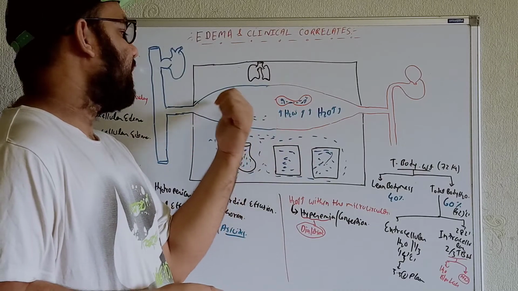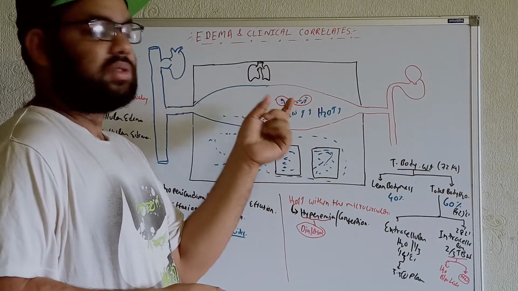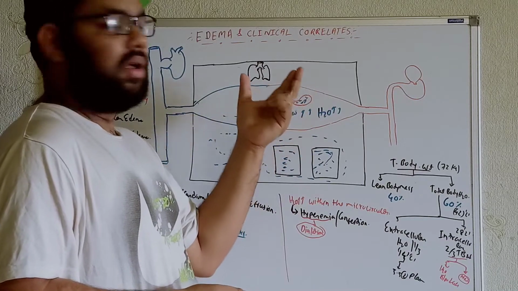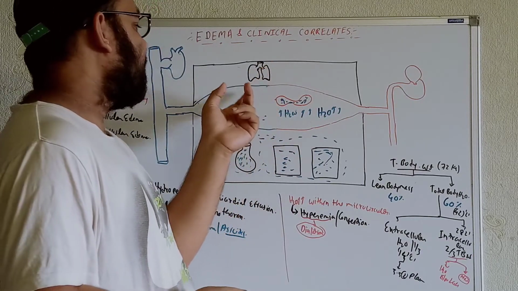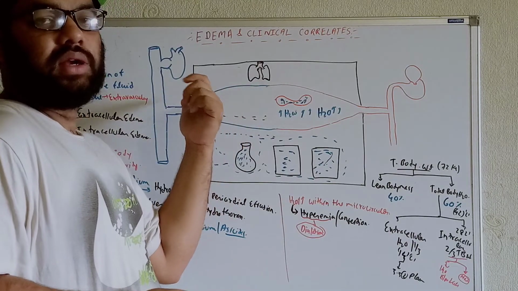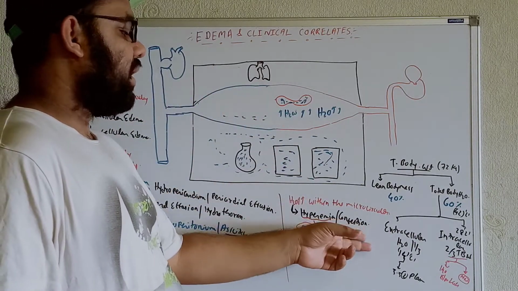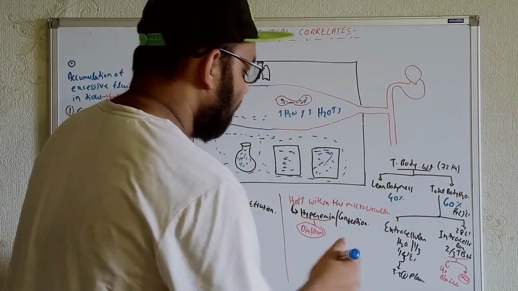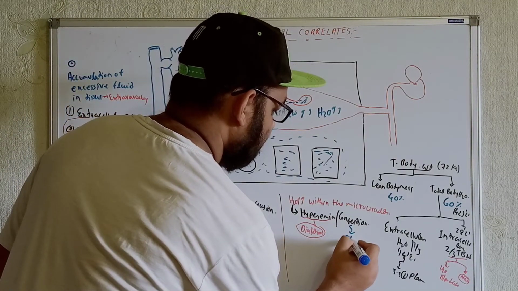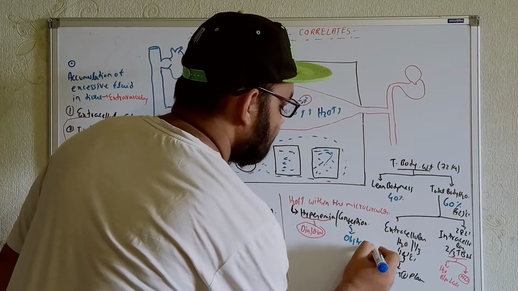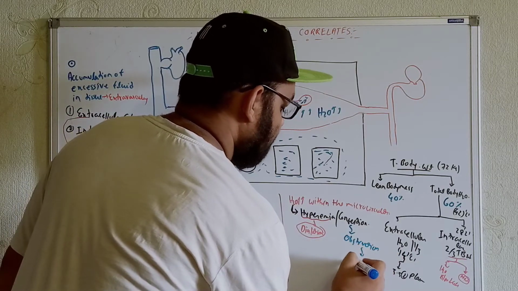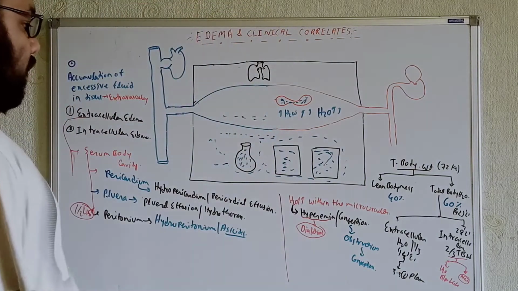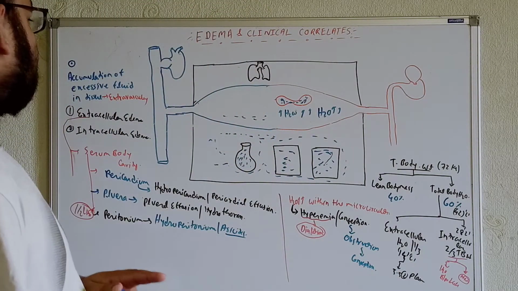And for congestion, for any region where we get congestion within the microcirculation, the fluid that accumulates will not be able to go outside of the microcirculation because of obstruction. So if we get any kind of obstruction over here, that can lead to congestion within the microcirculation. Okay, hope it's clear.